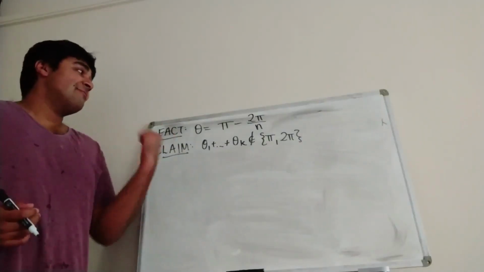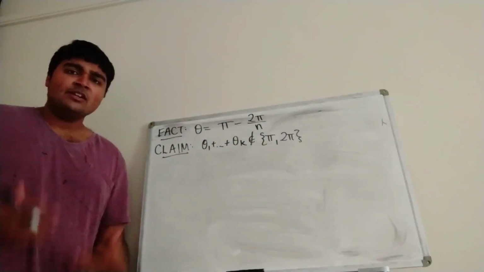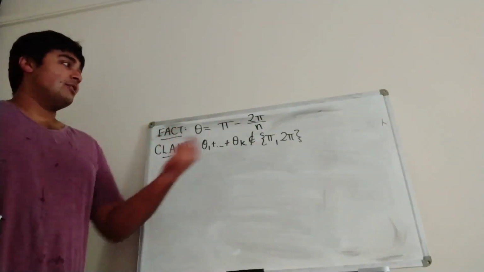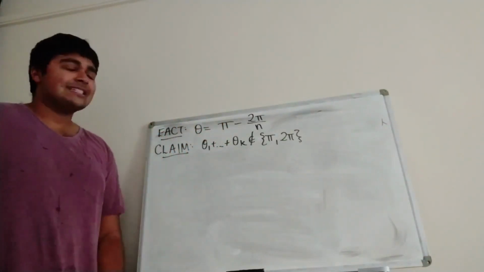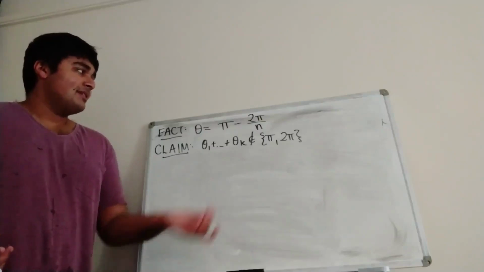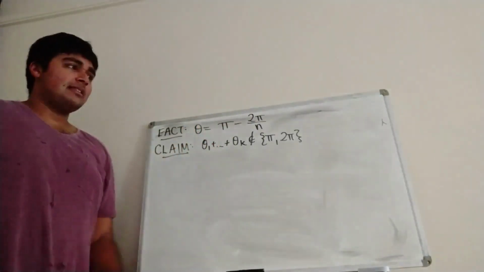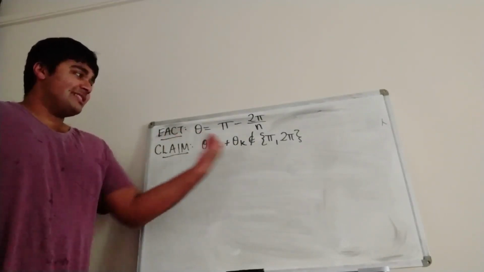Okay, so I've written down a fact, and that is that θ equals pi minus 2 pi over n. What I mean by this is if you take a regular n-gon, then the interior angle will be pi minus 2 pi over n. I'm not going to prove this fact in this video, it's a common fact, but if you want to experiment with n equals 3, n equals 4, and so on, you'll see that this fact is indeed true.